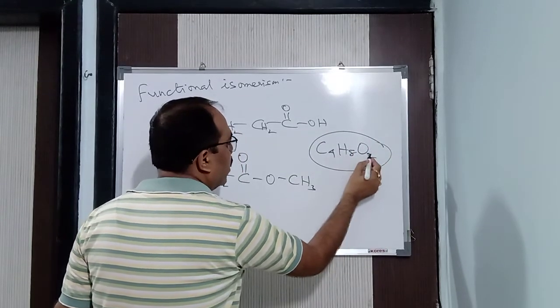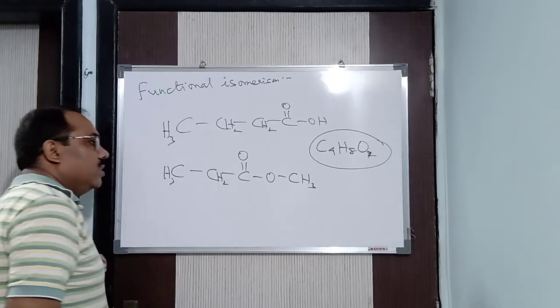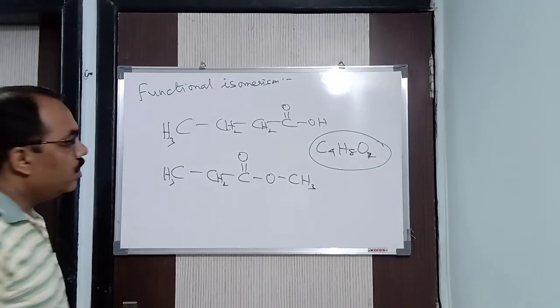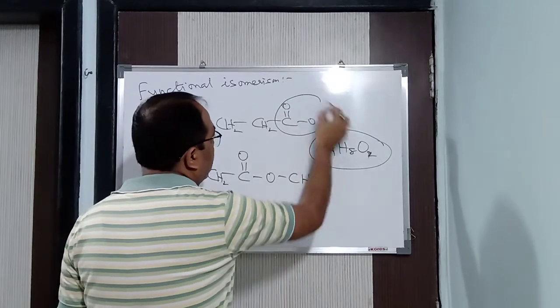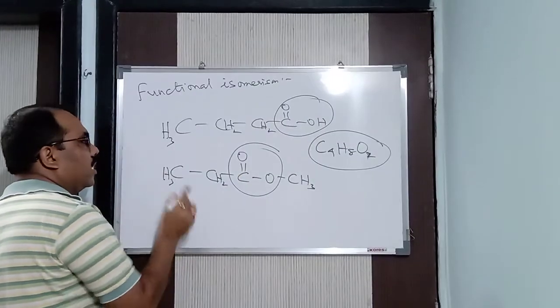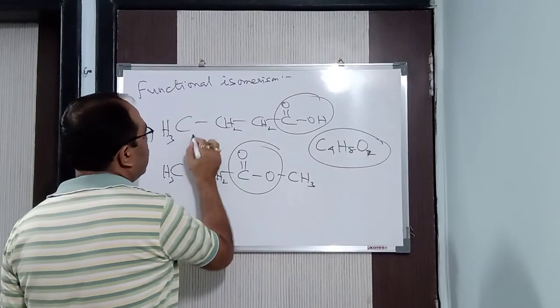See, the molecular formula is the same for 2 compounds. Then what is differing? The functional group. This is a carboxylic acid and this is an ester. Wait. So how will you name it? This is nothing but butanoic acid.